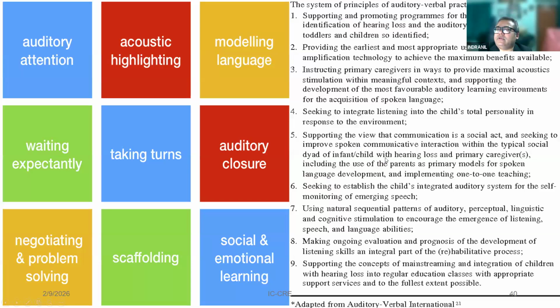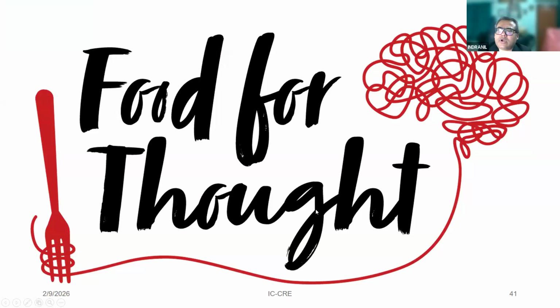So this is basically the auditory verbal therapy practices given by Esther Brooks et al. We use auditory attention, then acoustic highlighting of specific sounds and specific phonemic aspects. We use modeling language as normal. We wait expectantly. Then we take turns, that is a pragmatic practice we use. We use auditory closure activity, negotiating and problem solving, scaffolding, and of course social and emotional learning. So these are the areas, and in this way, we use the 9 steps at different levels of hierarchy. What are the food for thought in this auditory learning pedagogy?